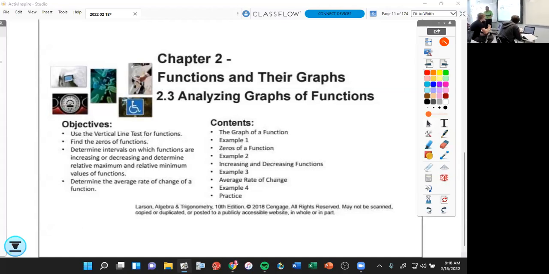Determine intervals in which functions are increasing. So reading from left to right, increasing means going up. Decreasing means going down. Constant means staying level.